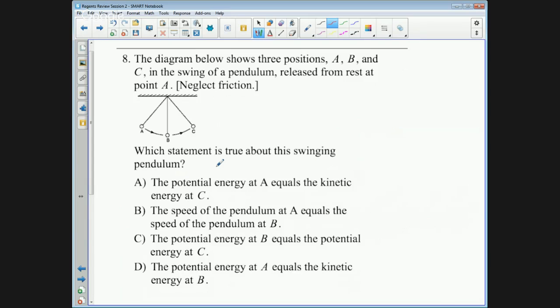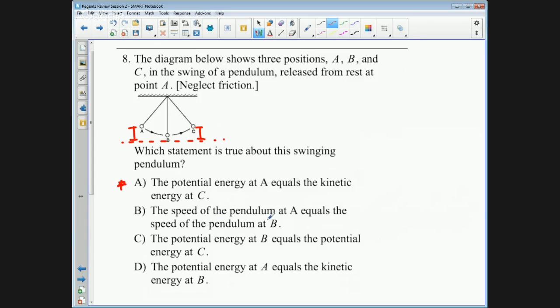All right. Next, number 8 says the diagram below shows 3 points A, B, and C in the swing of a pendulum released from rest at point A. Which statement is true about this swinging pendulum? For this type of question, you're going to have to go through each choice and see if it's true or not. The potential energy at A equals the potential energy at C. Is that true? Well, here is your quote-unquote ground, and if this height equals this height, then that's true. So that might be true. Let's just see something else.